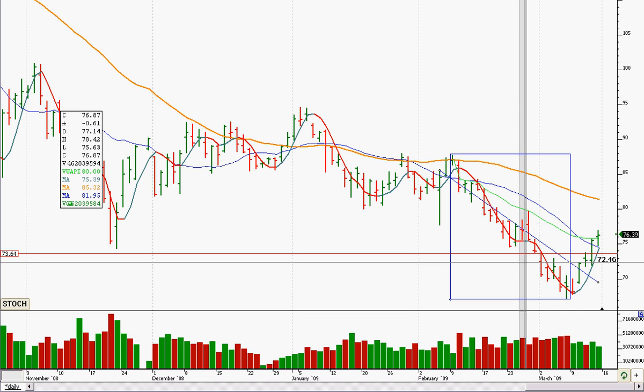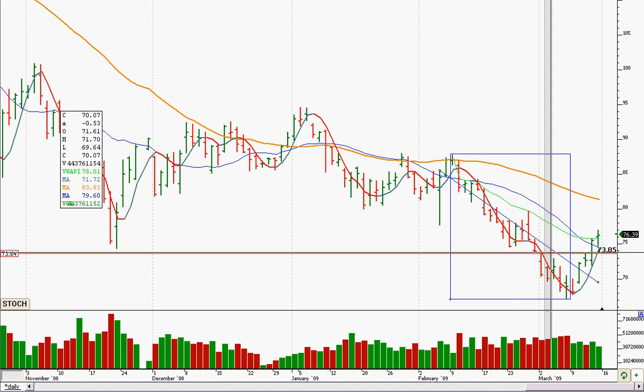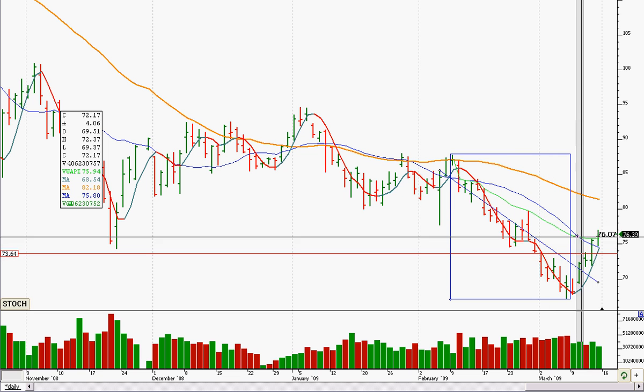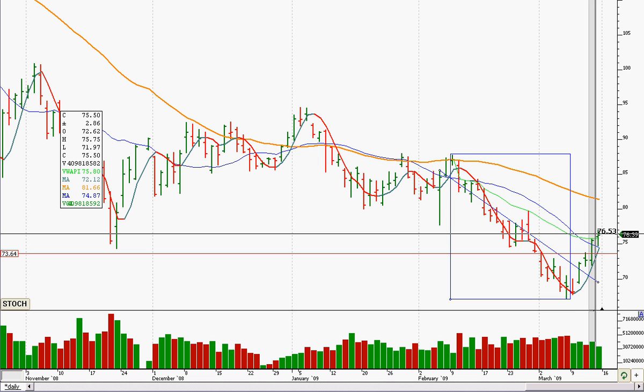So what we have here is it moved on Thursday, it moved inside of the value area, and on Friday it held inside the value area. And this gave everybody reason to start shouting and stuff.